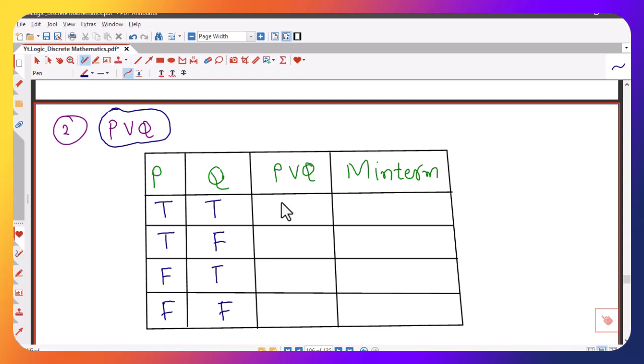Here both are true, therefore this is true. Here p is true, therefore here we have true. Here q is true, therefore this is true. Here both are false, therefore p or q is false. Now we have to concentrate on those rows in which p or q is true. So these are the true values of p or q.